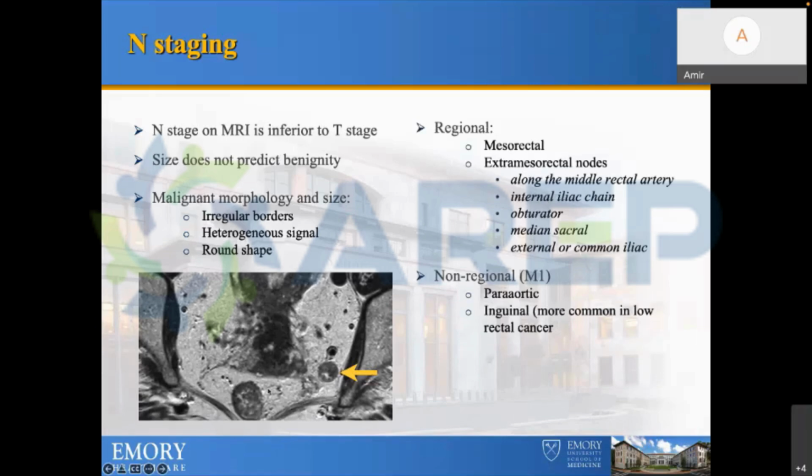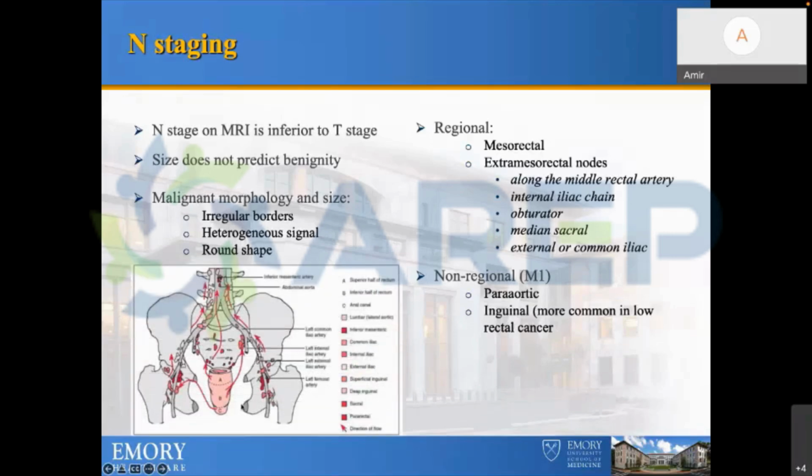And then we are going to look at the mesorectal fascia or lymph nodes, and then at outside of the mesorectum. For the high rectal tumors, we're going to look along the course of the middle rectal artery, along the internal iliac chain, obturator lymph nodes, median sacral nodes, like the ones in front of the sacral bone, and external and common iliac lymph nodes. And then we're going to look at the non-regional lymph nodes, which are considered metastatic, like para-aortic lymph nodes or inguinal lymph nodes. Inguinal lymph nodes are metastatic. Remember that in rectal tumor.